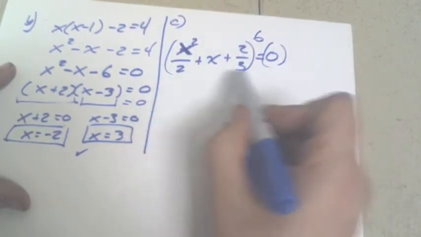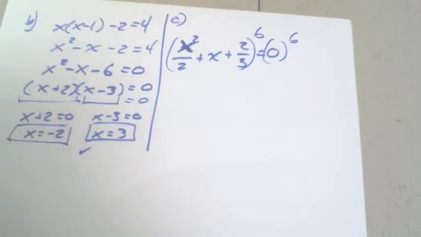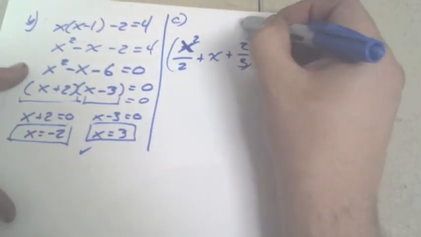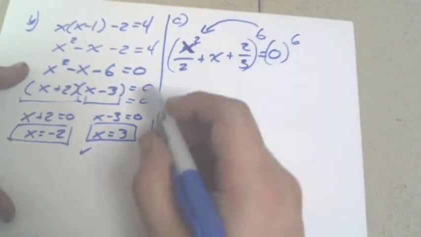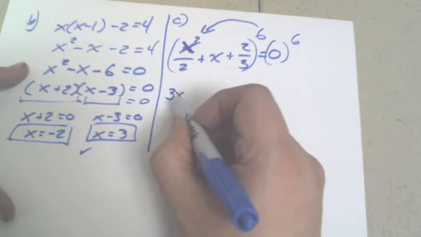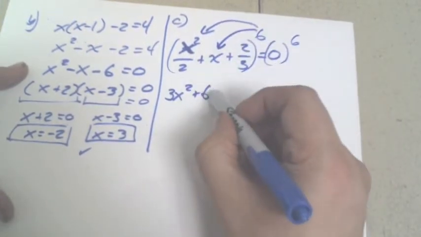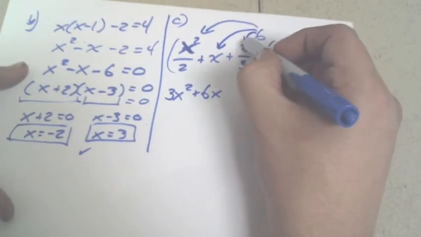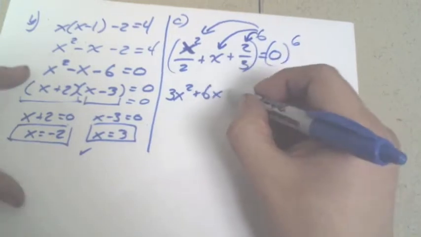The common denominator here would be a 6, so I'm going to multiply both sides by a 6, and that should destroy all of the fractions. When the 6 multiplies by that first term, 2 goes into 6 3 times, so the x squared is 3x squared. When the 6 distributes to the x, it's just a 6x. When the 6 distributes to the 2/3, 3 goes into 6 2 times, 2 times 2 is 4.